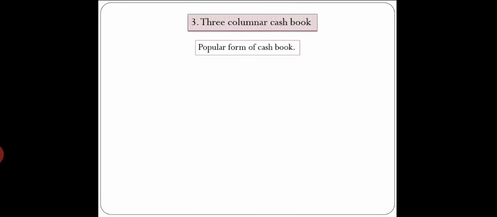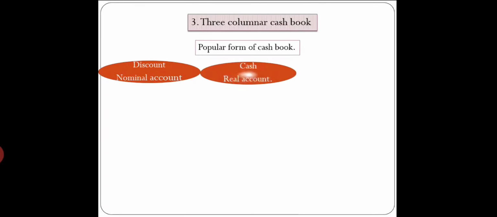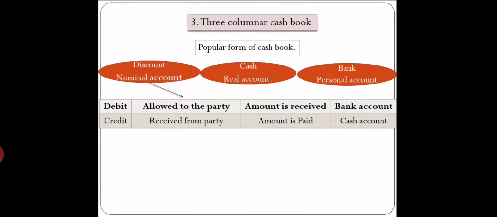Next, the three columnar cash book. It is the popular form of cash book and has three columns. First, discount, which is a nominal account. Second, cash, which is a real account. And third, bank, which is a personal account. In the discount column, discount allowed to a party is entered on the debit side, and discount received from a party is entered on the credit side.